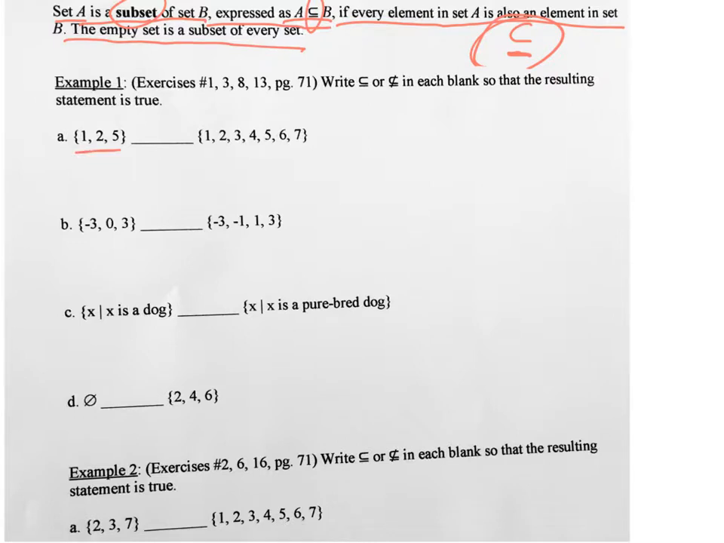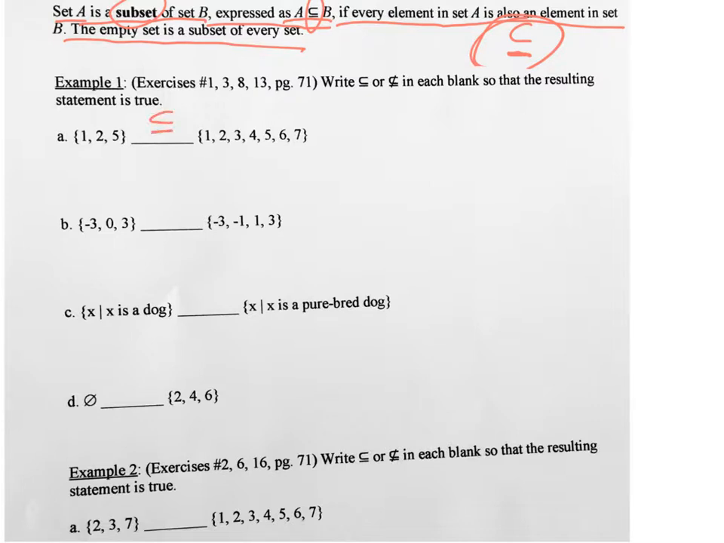So I'm going to start with the set on the left, which is 1, 2, 5. To be a subset, I better see all those numbers somewhere in the set on the right. So let's check. The first number is 1. Yep, here's 1 on the right. 2, yep, 2 is somewhere in the set on the right. 5, yep, 5 is somewhere in the set on the right, because the set on the right is 1 through 7. So 1, 2, 5, all those elements are in the other set. So yes, it's true that this is a subset.